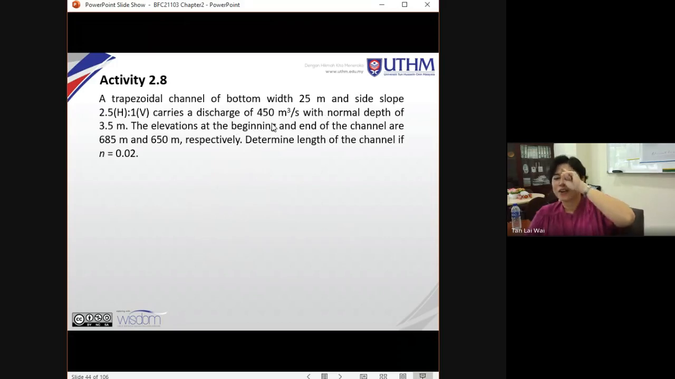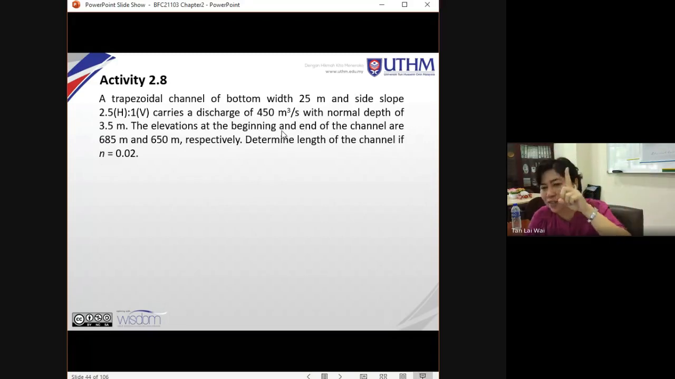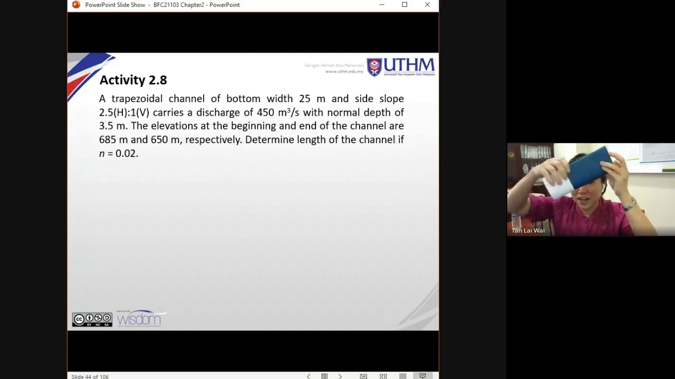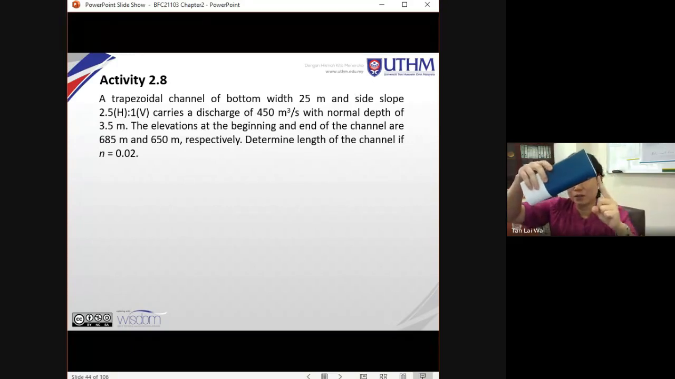Now, what relates the length of the channel with your formula of Chezy and Manning? Is it actually just the longitudinal slope? Remember, you have a channel, all right? Now, how do you determine the slope of the channel? Of course, you are going to have the vertical divided by your horizontal, all right? So you are going to get this slope.